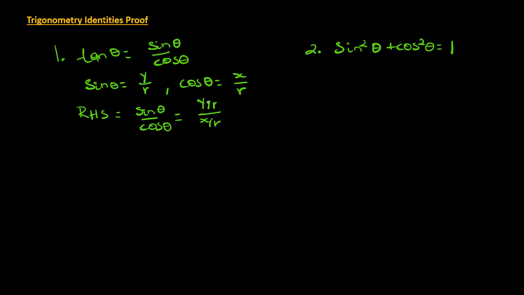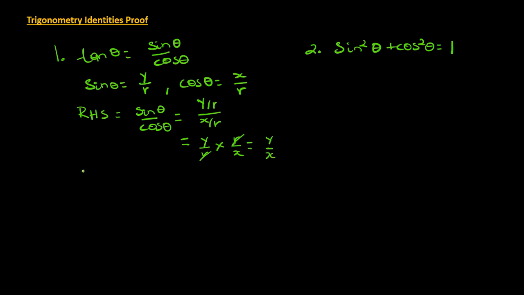What can we do with this? What happens when you divide a fraction by a fraction? What you actually do is that you then have y over r multiplied by, and you invert the bottom fraction. So you have r divided by x. You see how this cancels this? So now we've got y over x.